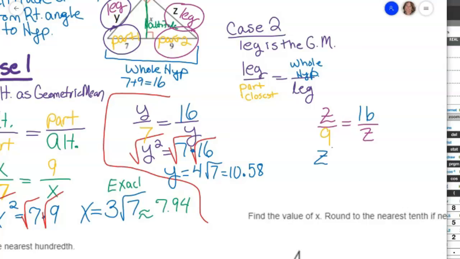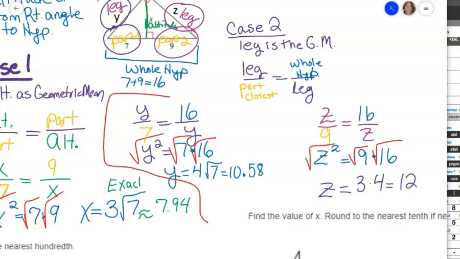Cross multiply. So z squared is going to equal 9 times 16. We're again taking the square root all the way across here, and that's going to give me z. And of course, this time it's the square root of 9 and the square root of 16, and that equals 12. Can you see why I don't like to use the calculator? The decimal values are no fun. I just find that working with my square roots and carrying them around is a little more compact.